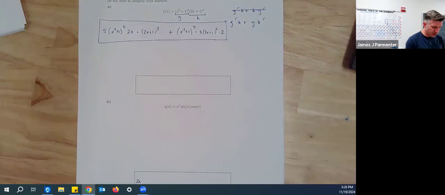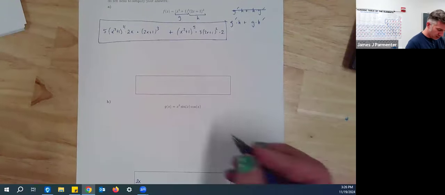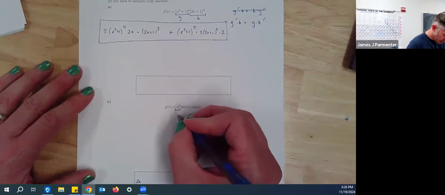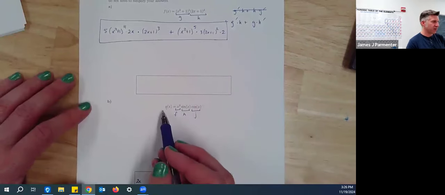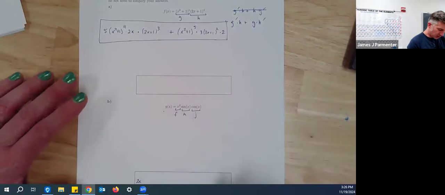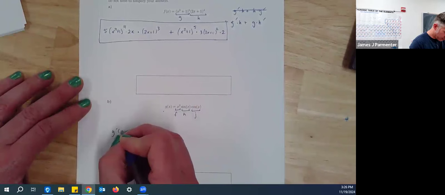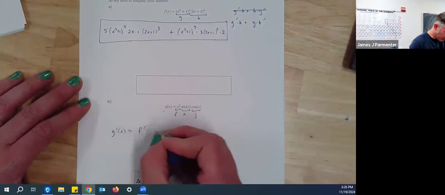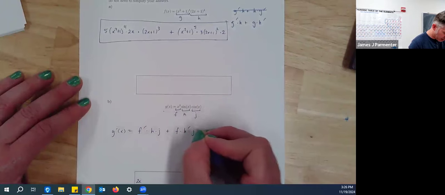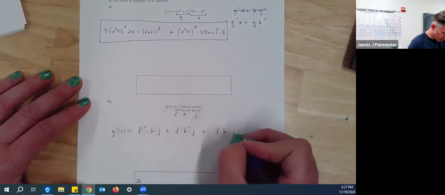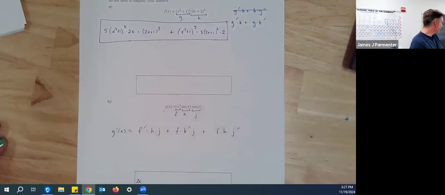So what I would encourage you to do, if you know the triple product rule, is to say, okay, this is going to be f times h times j. Don't use the letter that's already the name of the function. Then my derivative is going to be f prime times h times j plus f times h prime times j plus f times h times j prime. Each derivative shows up once, multiplied by the not derivatives of the other pieces.